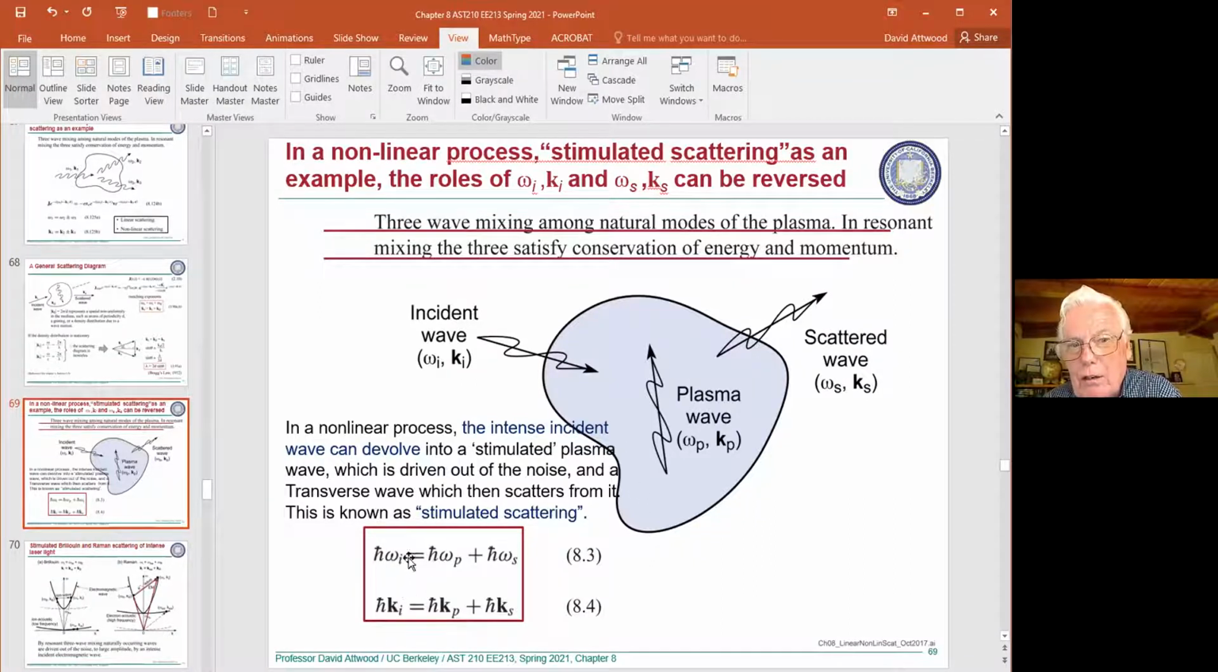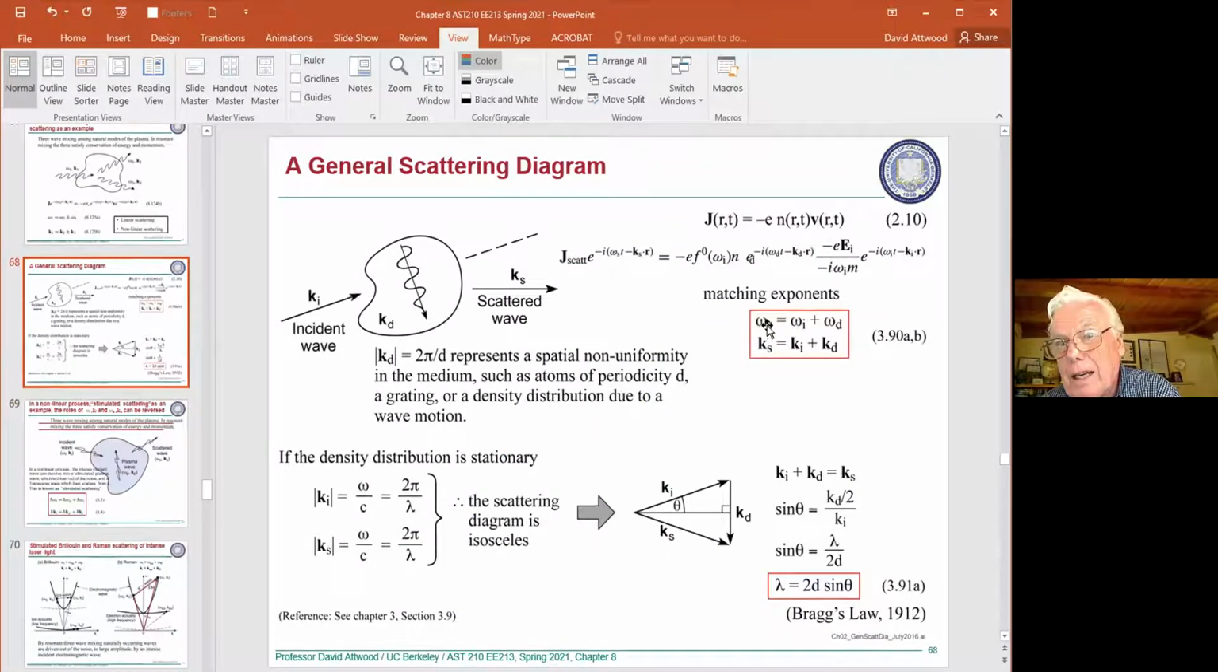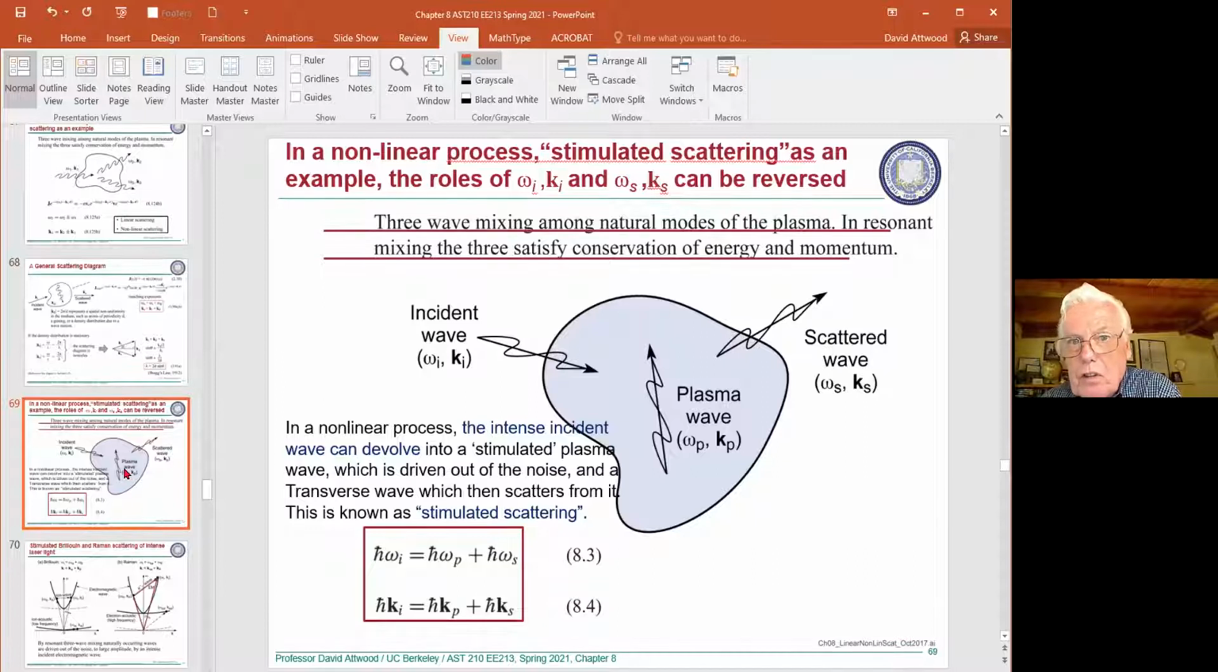So this is a correct relationship for the decay or devolving of the intense incident wave into two other waves, okay? So here's the omega i on the left, and here's the omega s on the left. So both are correct, just in the application. Any comments on that?